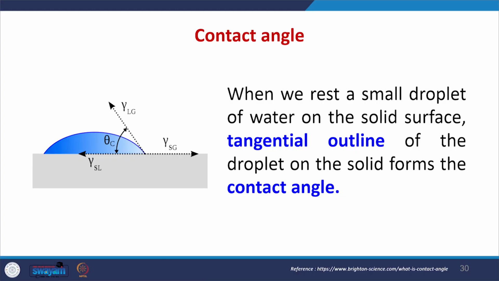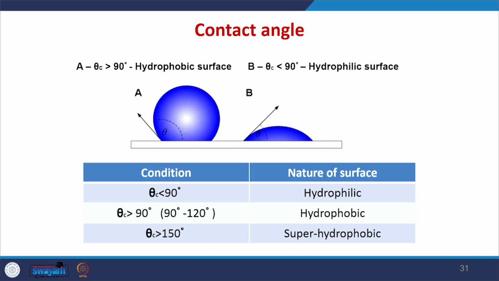Let us see what contact angle is and how to measure it. When we rest a small droplet of water on the solid surface, the tangential outline of the droplet on the solid forms the contact angle. If your contact angle is less than 90 degrees, that means your material is hydrophilic in nature. If it is between 90 and 120, that means your material is hydrophobic in nature. If it is more than 150, your material is super hydrophobic in nature. By this simple contact angle measurement, we can understand whether our material is hydrophilic or hydrophobic in nature.